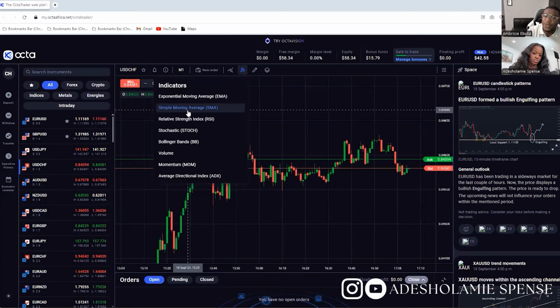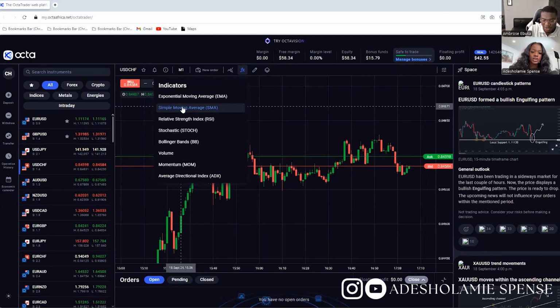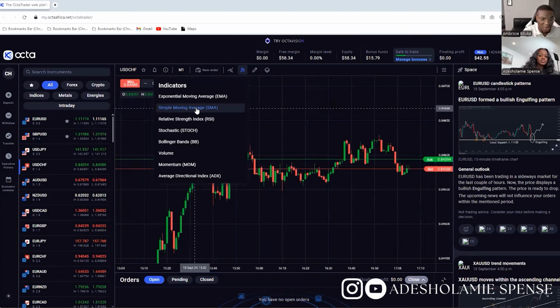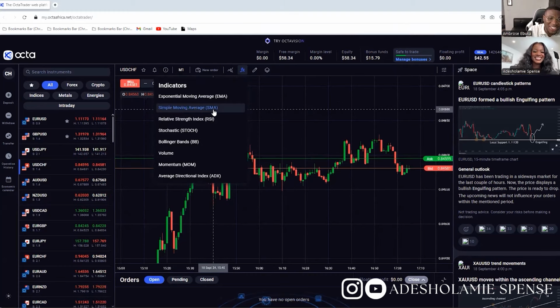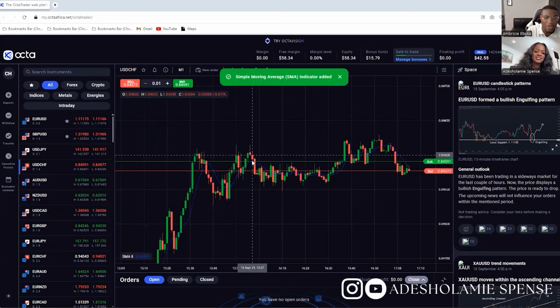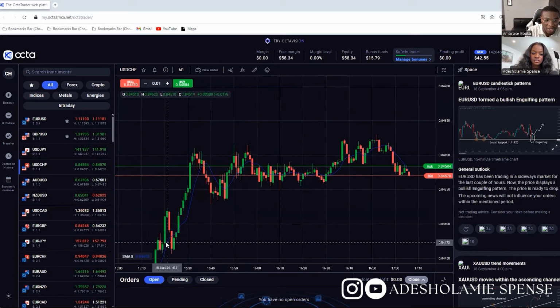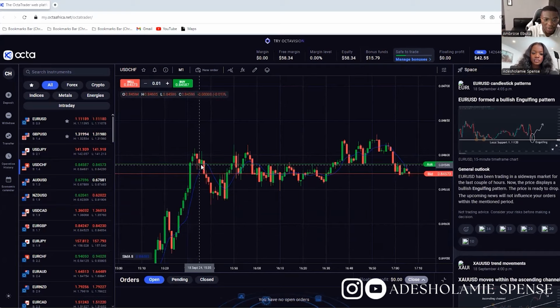So the beginner-friendly one would be the moving average. We have exponential or we have simple, but it's so simple to understand, right? But good question. The moving average gives you a summary of the movement of the market, like the data that you see on the market. So let's say, for example, I put the simple moving average. Can you see this blue line that just appeared here? The blue line, yes. What it does is it gives you the movement of the market.